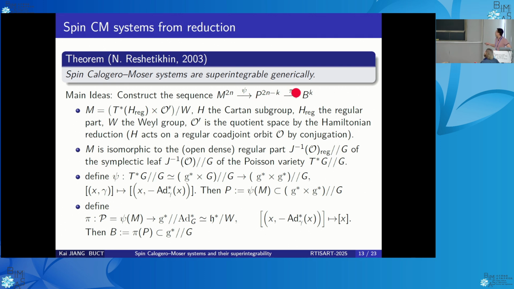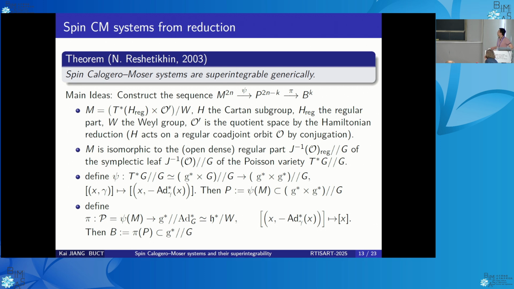We have this pi and psi. So the M is isomorphic to this part, W via the group H, the Gardner group, and the regular part of the cotangent bundle. And this O prime is another quotient space by Hamiltonian reduction of this Gardner group acting diagonally on this orbit, a co-adjoint orbit in the dual of the Lie algebra. So this is the phase space.